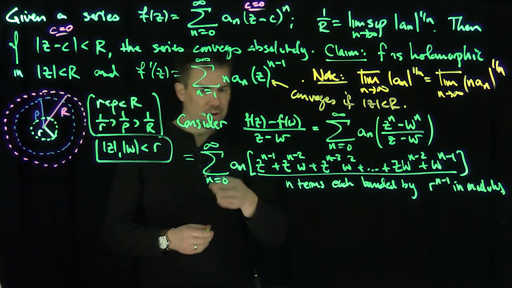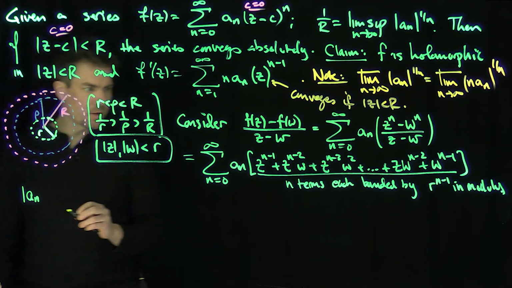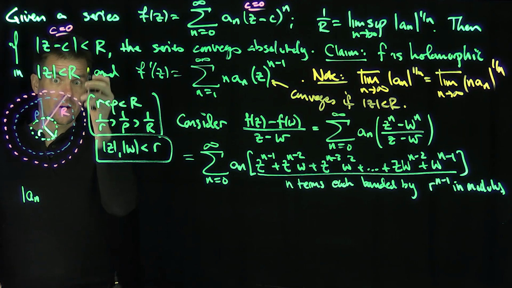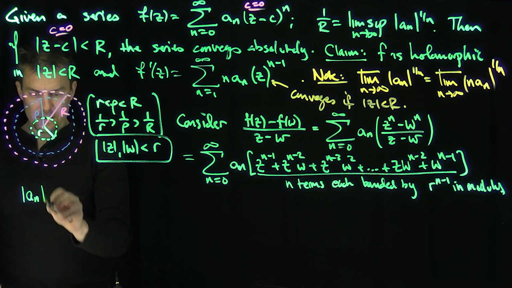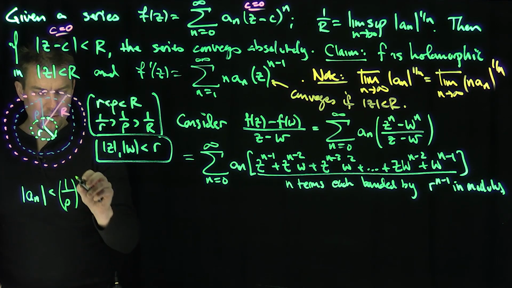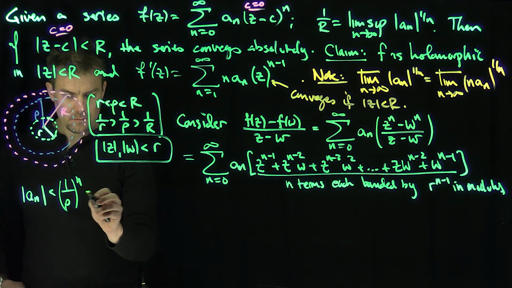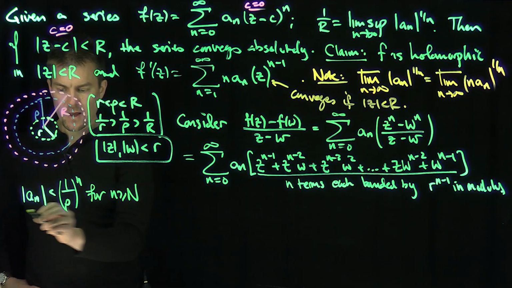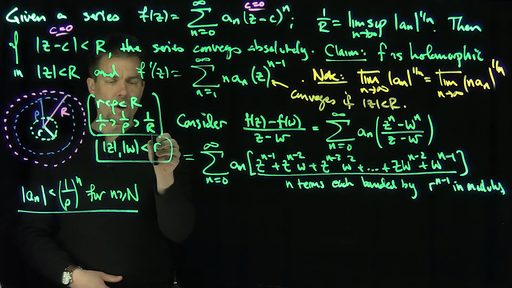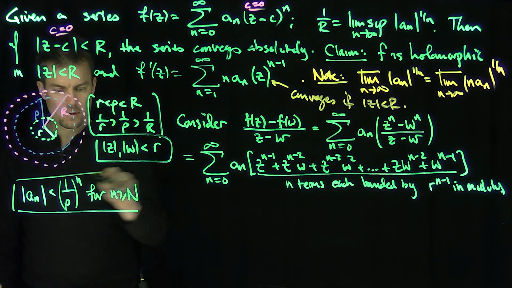So in other words, let's look at the terms in this expression over here, modulus a_n. And what's one other thing we know? We know that modulus a_n is eventually less than or equal to 1 over rho to the n, for n sufficiently large, right? Okay, that just follows from the lim sup, because I know the lim sup of this a_n is equal to 1 over r, and 1 over r is strictly less than 1 over rho, so eventually they're less than 1 over rho, right? Okay, good, that's the key feature.